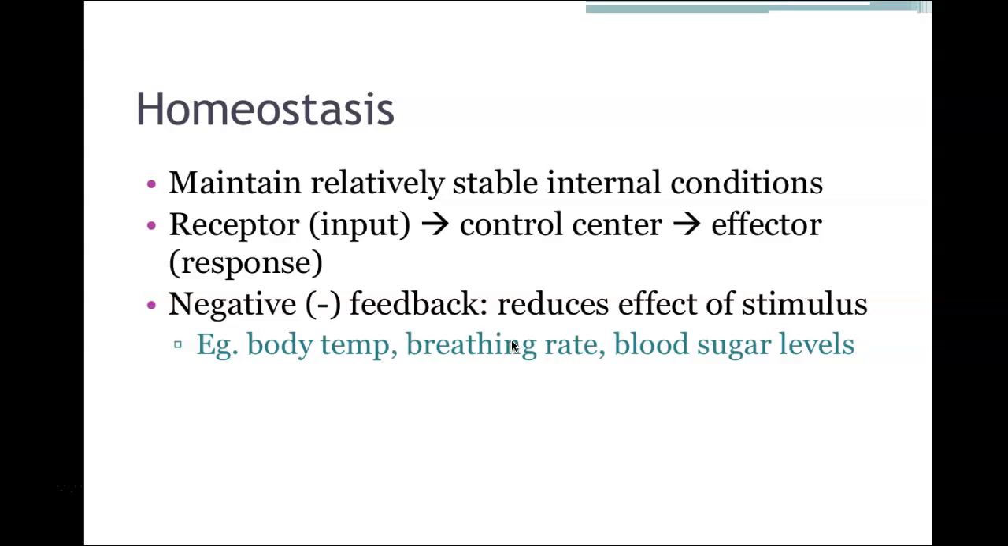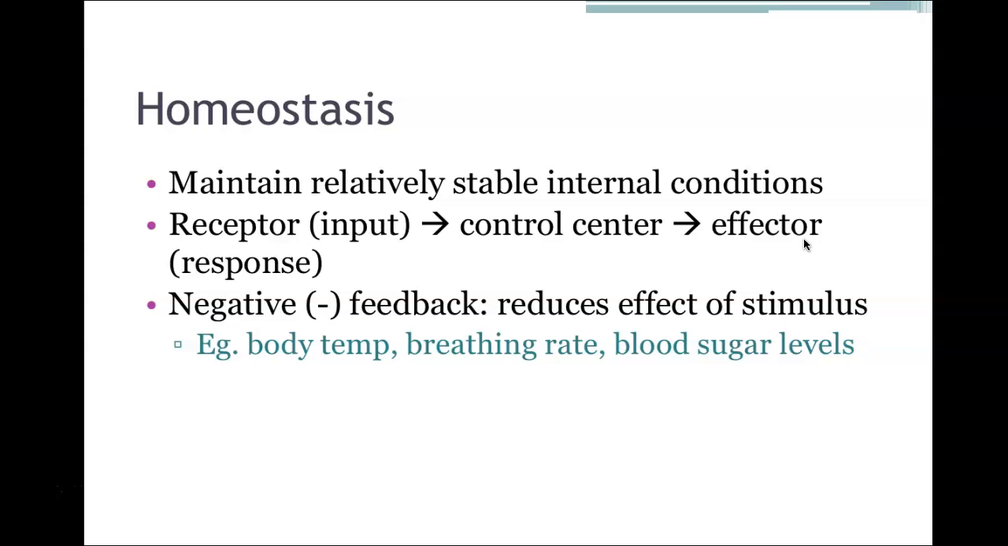And so the way that homeostasis is achieved is you have a receptor where information is going to come in, or it's going to be received. That information from your external or even internal environment is then going to be processed through the control center. And so your control center is going to involve your brain or your brain stem, or even sometimes your spinal cord. And then the effector is going to be the response.